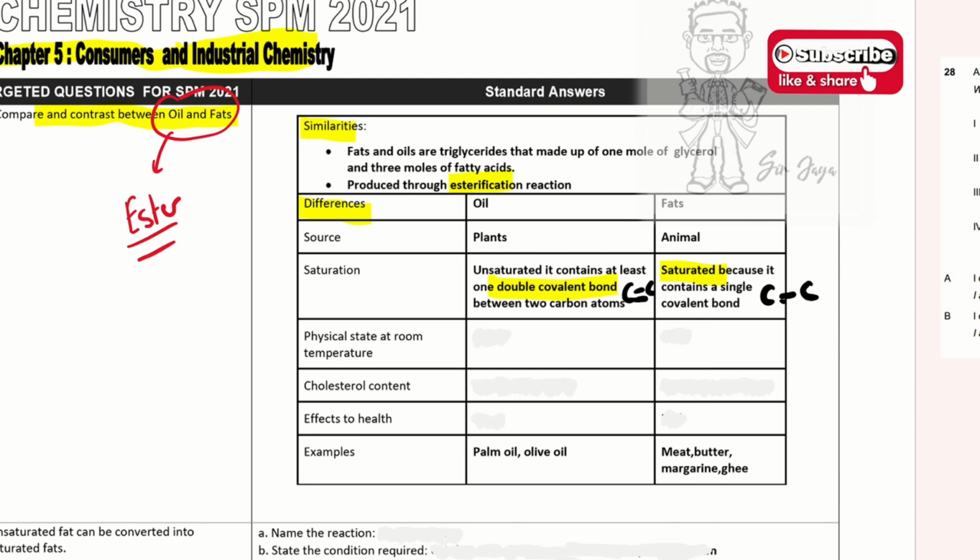All right. Okay. The physical state of oil is liquid, and the physical state of fat is solid. Cholesterol level in oil is less, while cholesterol level in fat is more. Okay, the health effect: oil is very good for health, and fat is very bad for health. Okay, for examples, please remember palm oil, olive oil, and meat, butter, margarine.